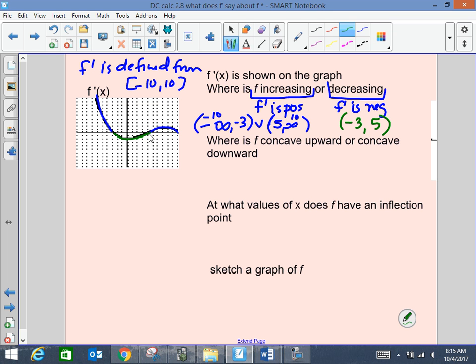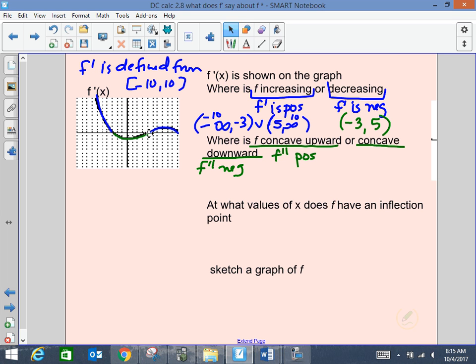So we want to know where f is concave upward. Okay. What do we know about concave up? What's the theory that goes with that? Concave up. f double prime is positive. Very good. f double prime is positive, and concave down would be f double prime is negative. Good job, Chelsea.